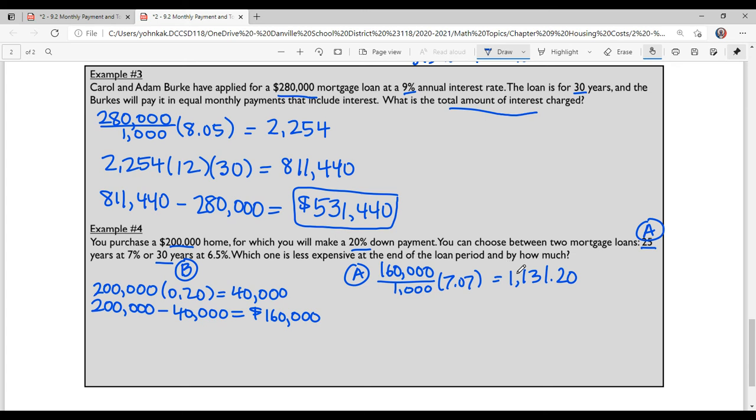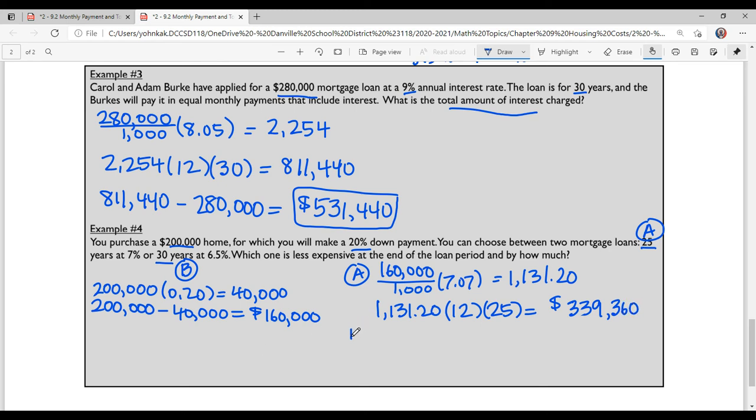So if I want to find just how much I paid, $1,131.20, I paid it every month, so that's times 12. And I paid it for 25 years, so that's times 25. This gives me a total repaid amount of $339,360.